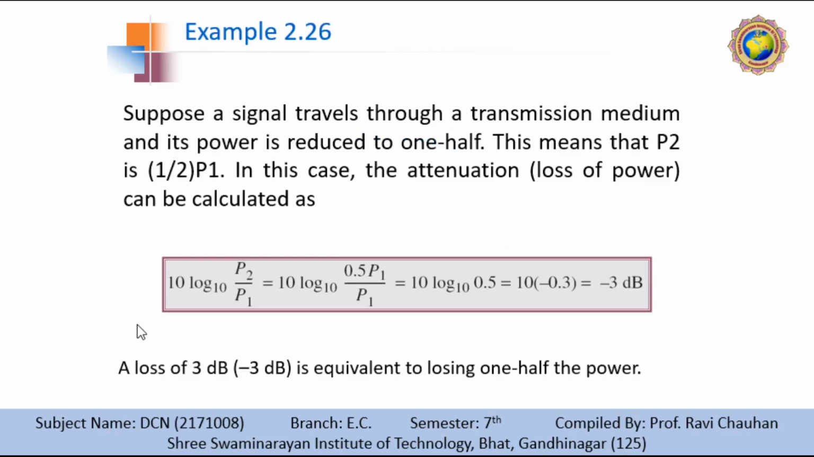So here is an example of a loss in dB. Suppose a signal travels through a transmission medium and its power is reduced to 1/2. This means that P2 is 1/2 P1. In this case, the attenuation, or power loss, can be calculated as 10 log base 10 of P2 upon P1. Then we find it is minus 3 dB. So a loss of 3 dB is equivalent to losing 1/2 the power.